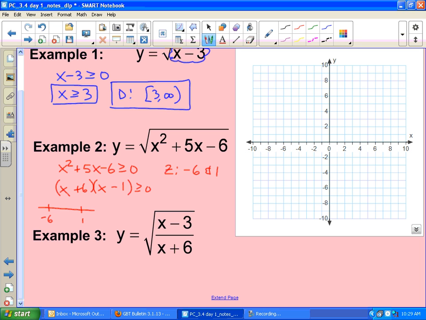Still having a hard time with this idea? The whole idea of what sign to look for? How do I know? It's bigger than 0. Things bigger than 0 are positive. Things less than 0 are negative. So I'm looking for positives when I do my sign chart.